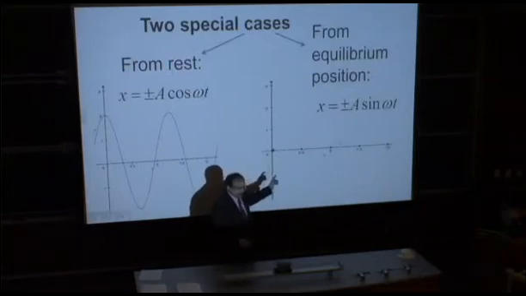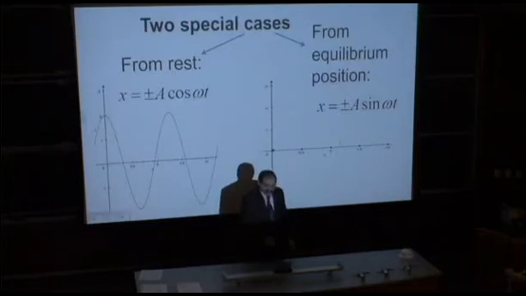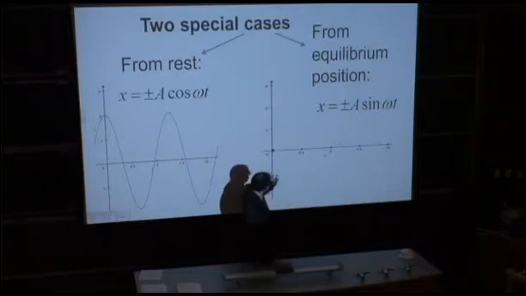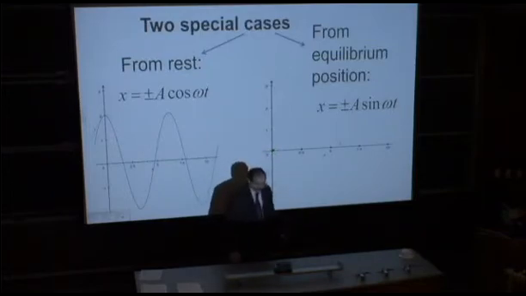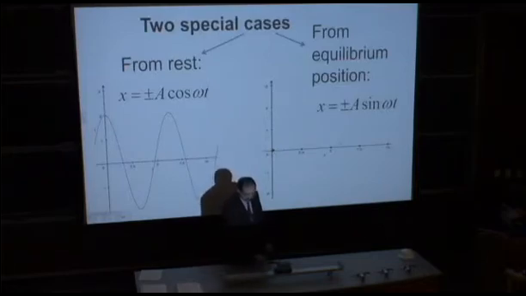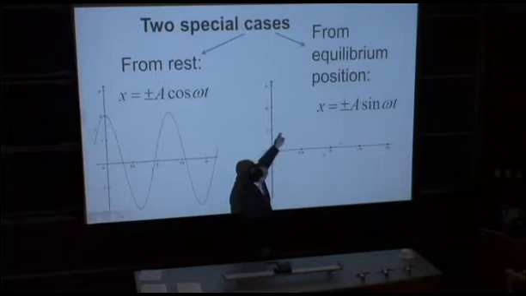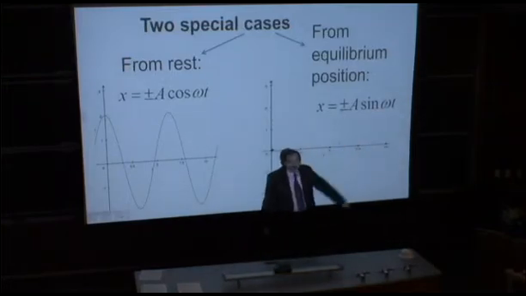And another extreme specific situation is when the object is at the equilibrium and we hit it. In this case, the position graph starts from 0. How does velocity point? Well, it depends. If I hit it to the right and my positive x direction is to the right, initial velocity points to the right, so the graph should go like this. That's what we should write.